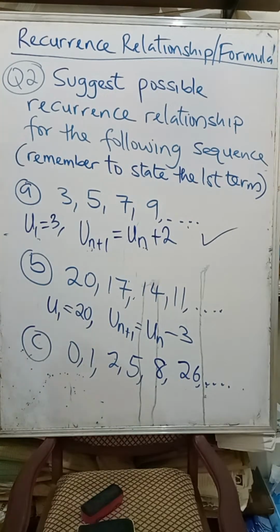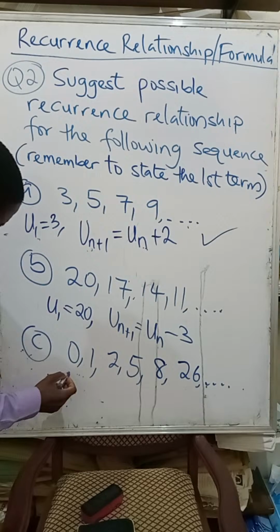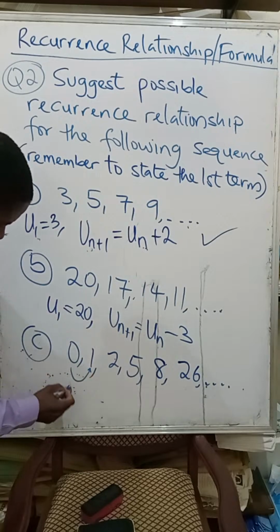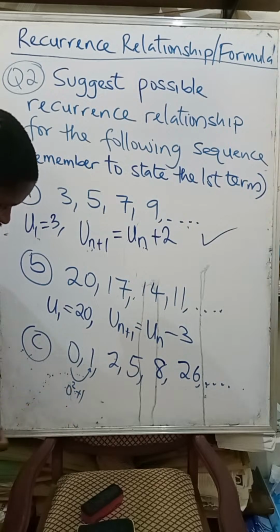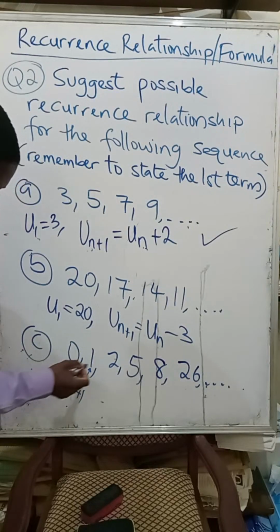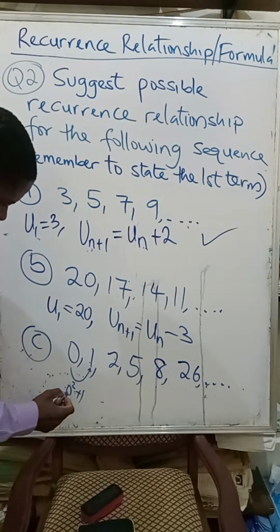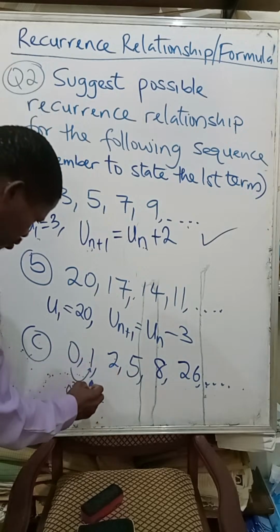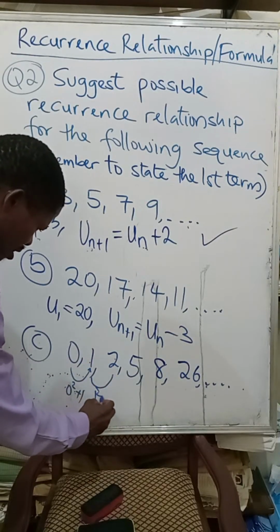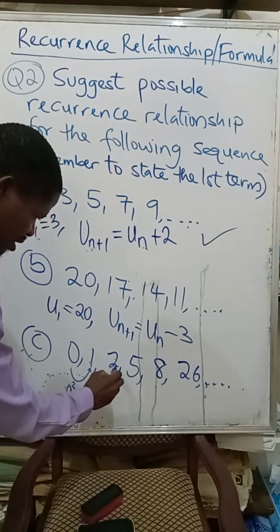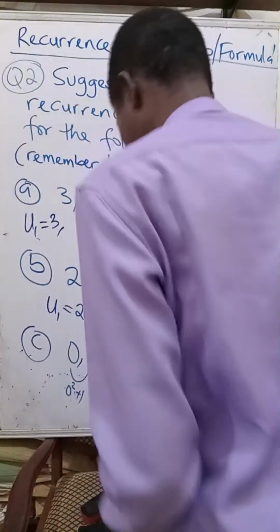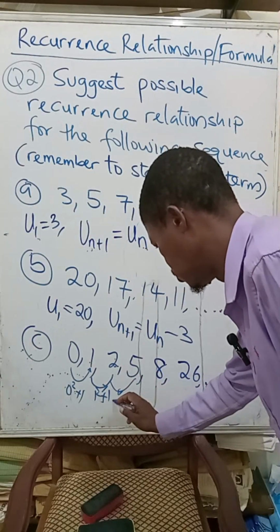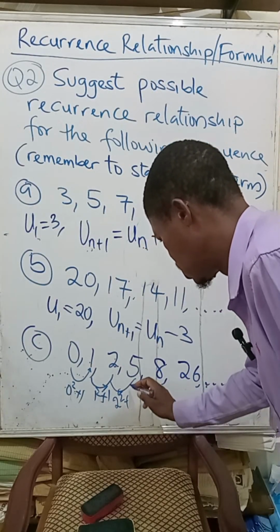The C part is somehow a little bit tricky. If you look at it, the first one is 0 squared plus 1, which generates the next one. To get the 2, it will be what? 1 squared plus 1 will give you this one. To generate the 5, it's going to be the previous one, 2 squared plus 1, gives you this one.